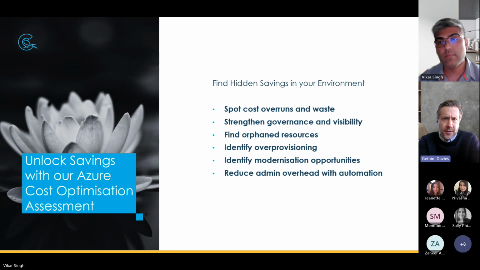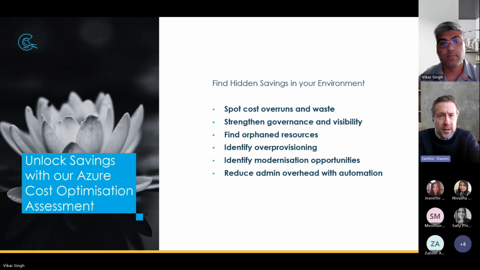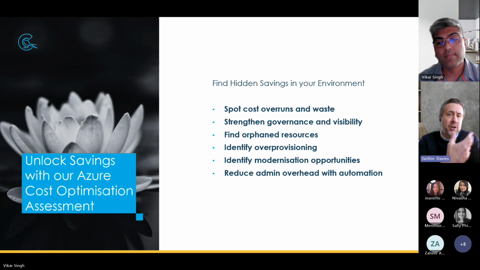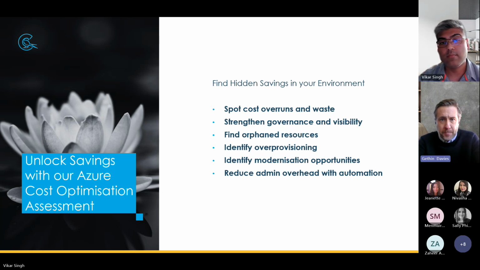And I guess during the assessment, we'll conduct a thorough review of your current Azure setup, which includes things like identifying cost overruns, spotting orphan resources, evaluating your governance and visibility practices. So repeating on some of the stuff that Vic has covered, but we'll also look for over-provisioned resources and modernization opportunities as well to ensure you're not paying for more than you need. And the goal here is to provide you with real actionable insights, I suppose, and recommendations. So we'll help you implement best practices for cost management, such as leveraging Azure's built-in tools like Azure Advisor and cost management.